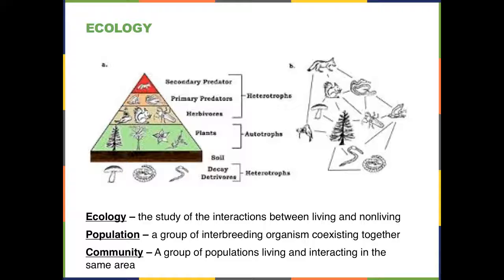The term community obviously has many meanings, but in the world of ecology, the word community means a group of populations living and interacting together in the same area. So a community is several different, separate groups of interbreeding organisms coexisting together that live and interact with each other in the same area or location.